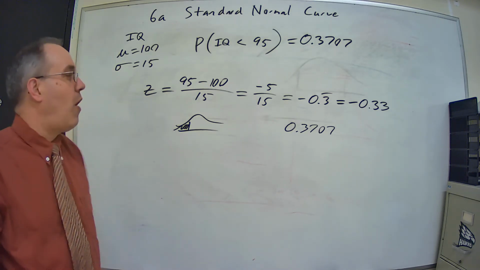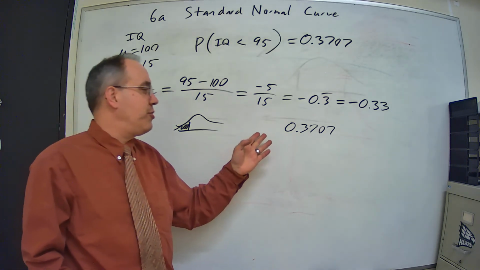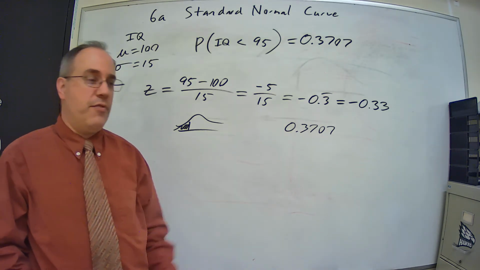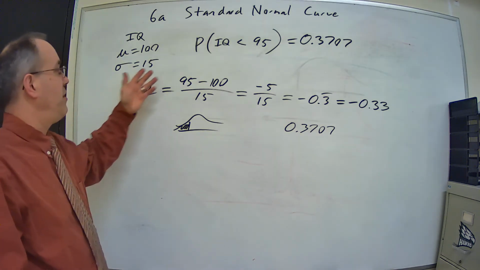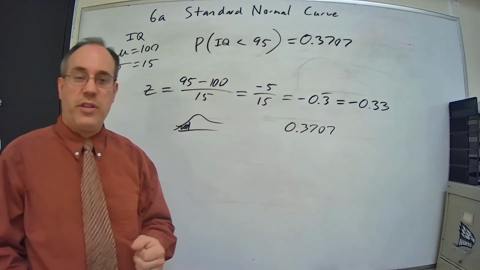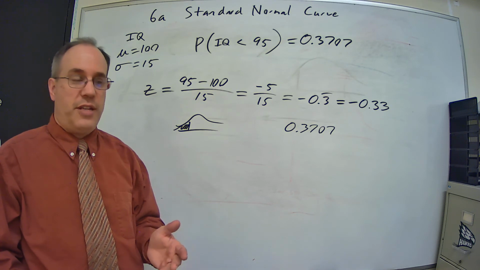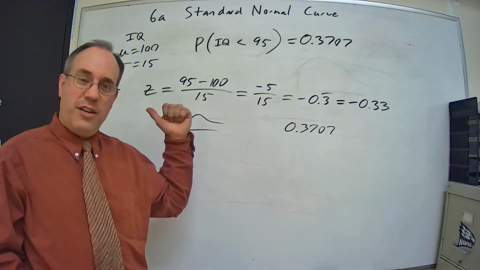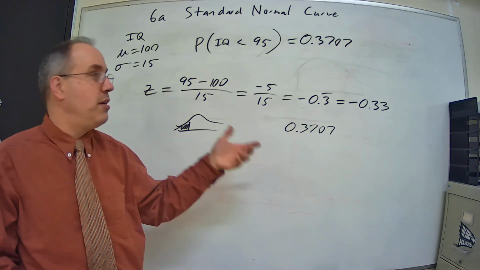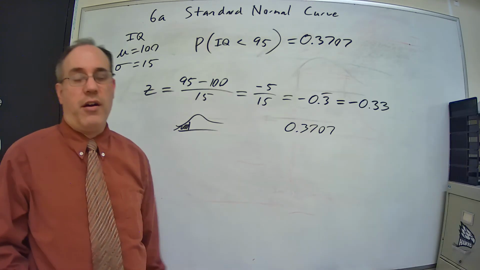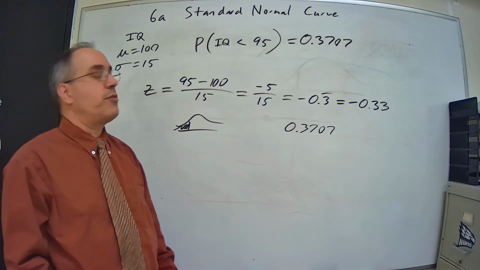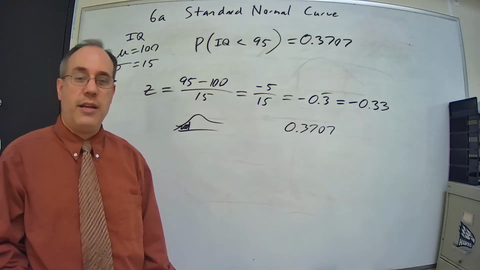So note, this all has to do with your ability to read the table. If you can find a z-score, and then look up that z-score on the table, then you just have to know, are we looking for the area to the left? Are we looking for the area to the right? Are we looking for the area in between? We find it, and that becomes the result: the probability that we find someone with an IQ that's less than 95.